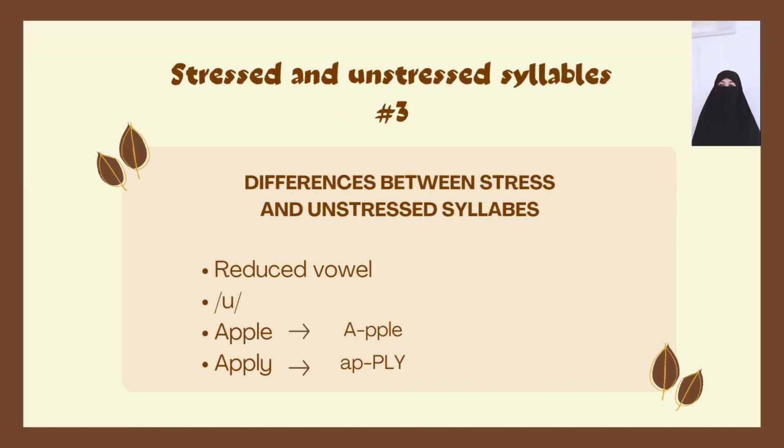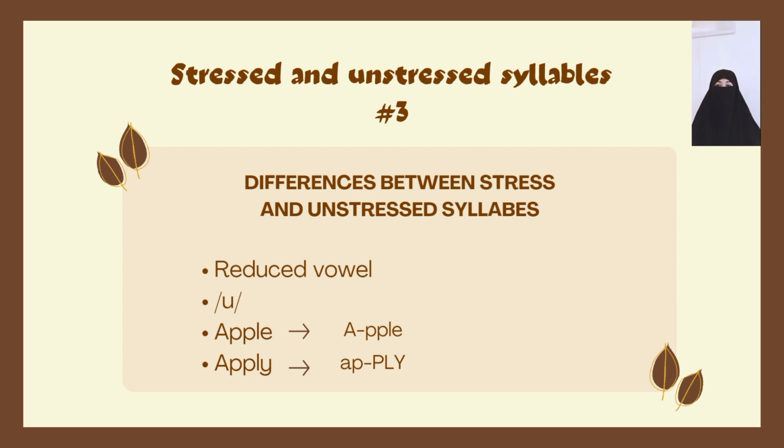Let's look at another difference between stressed and unstressed syllables. An unstressed syllable often, not always, but often has a reduced vowel. So the vowel sound that we hear usually is the schwa sound. And it's a very relaxed, easy sound to make, and it replaces a lot of vowel sounds in unstressed syllables. Look at the word apple and listen to the vowel sound of the A, apple. In this word, the stressed syllable is the first syllable, apple.